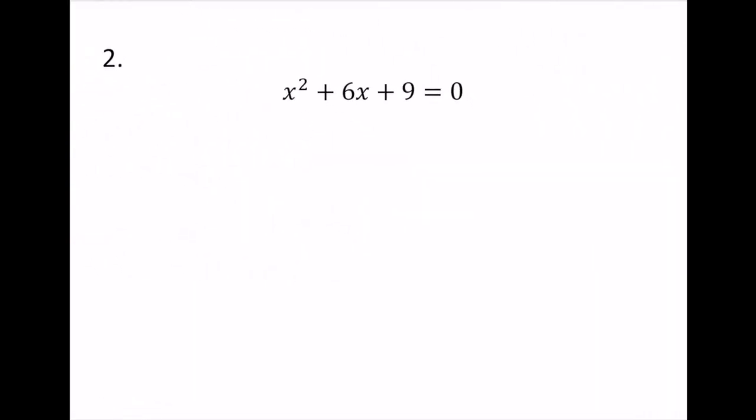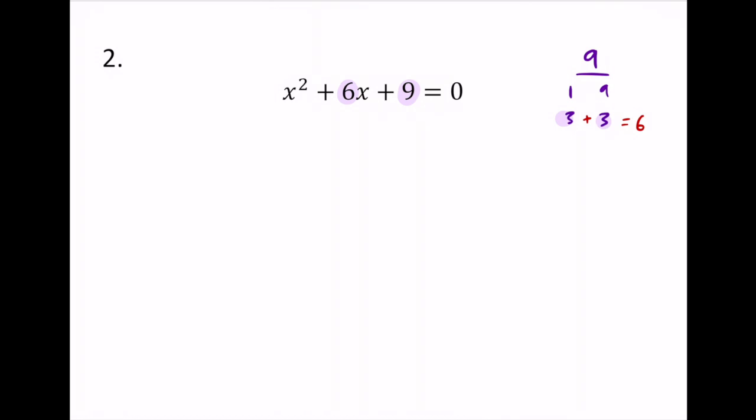Question 2. We want to factor this. So whenever we see a factoring problem like this, x squared plus some number times x plus a number by itself, we want to take a look at the last number. In this case, that's 9. So I want to make a list of everything that multiplies to get 9. 1 times 9, 3 times 3. And then we want to add to get 6. So I know 3 plus 3 is 6. So these are the two numbers we're going to use, 3 and 3.